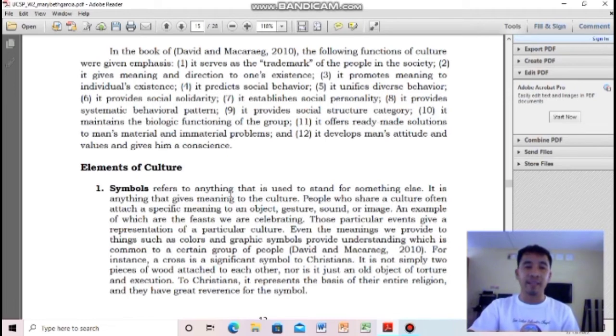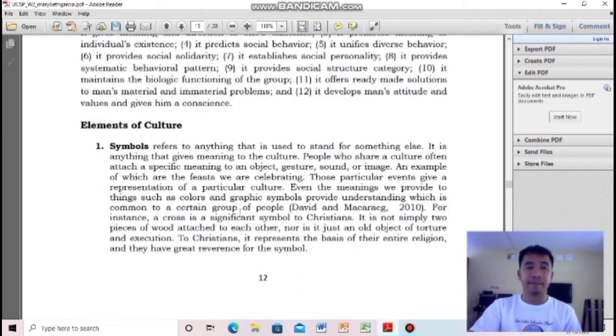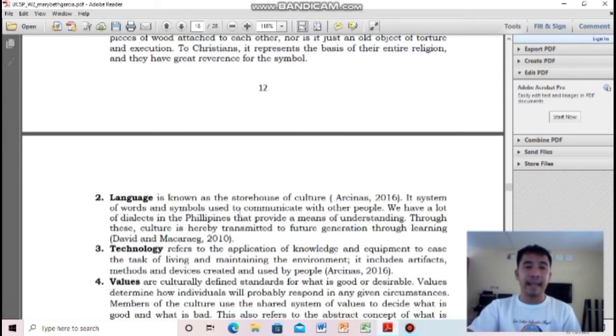Even the meanings we provide to things such as colors and graphic symbols provide understanding which is common to a certain group of people. Ang mahambal ko na ang color, ang bulak, ang object, may kanya-kanya ina nga meaning. So, those are what we call symbolism. Okay. Second is language, no? Language is known as the storehouse of culture. It is a system of words and symbols used to communicate with other people. So there's sa Pilipinas, damo-damo kita dialects, no, that provide means of understanding. So may lingwahe. Ang kultura may lingwahe.